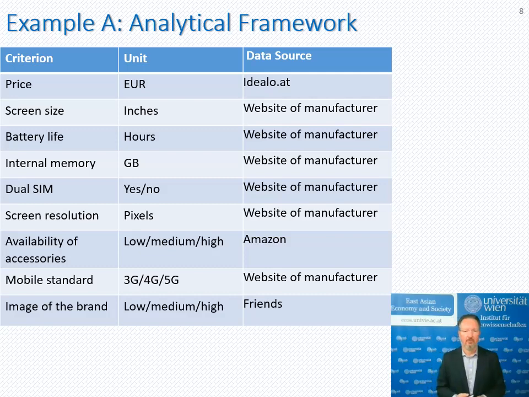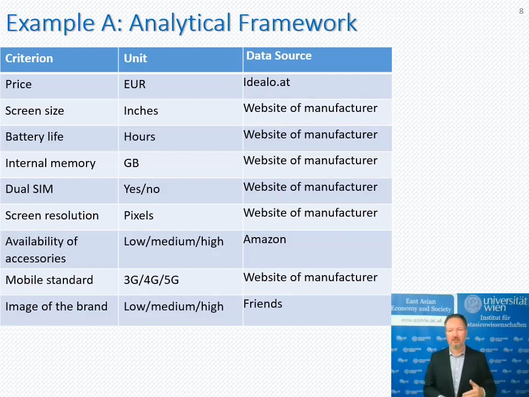Then you might, for example, think, I want to know the availability of accessories, like, I don't know, funny stuff to attach to it, kind of shells for your mobile phone, additional items that you want to combine it with. So you could, for example, define 3 different units for measurement: low availability, medium availability, or high availability. And then you could say, I intend to find this on Amazon or any other marketplace that you like. So I think you're getting the point here, right?